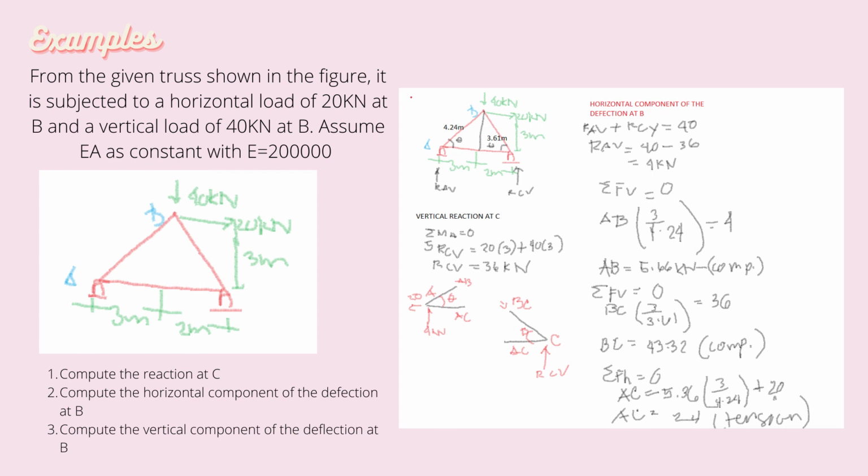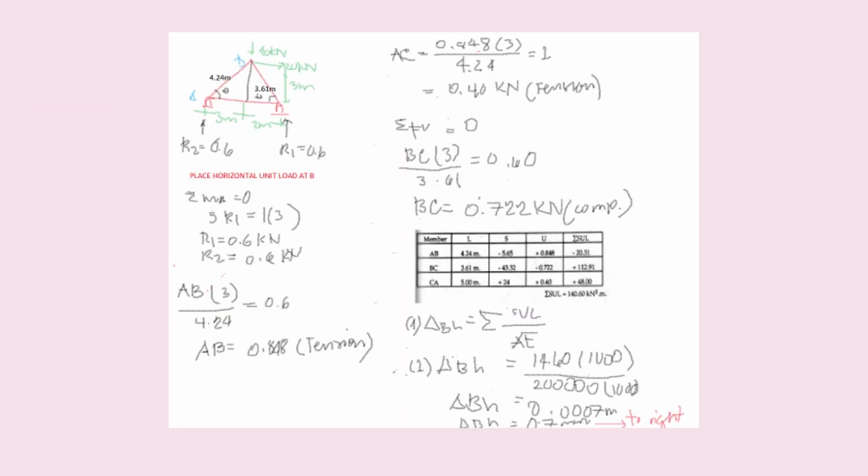Through this, you will be able to get the first is the compression, which is AB is equal to 5.66 kilonewton and AC is 2.4 kilonewton for tension, and for summation of M about A is equal to 0. For the R1, it is equal to 0.6 kilonewton, and R2 is 0.6 kilonewton also. And then for the summation using the given table, the change in delta H will be 0.007 meters or 0.7 millimeters to the right.